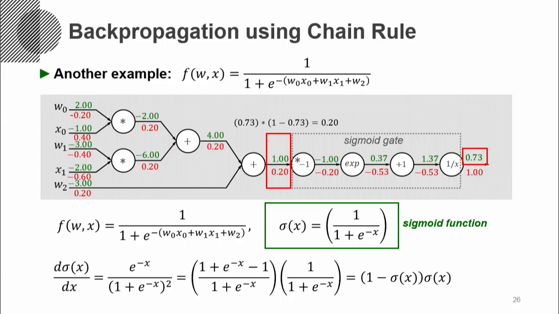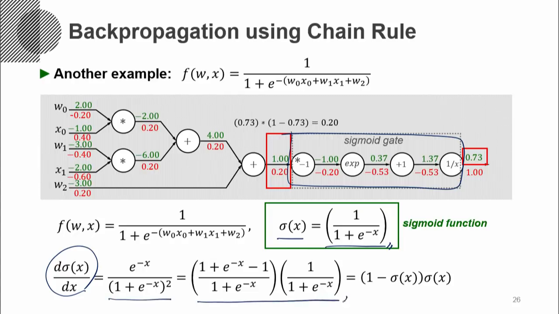Alternatively, we can consider this entire part corresponding to the sigmoid function as a single computational node. And in this case, the function is defined by this, and then what about its partial derivative? It can still be computed by this manipulation, and then the resulting expression of the gradient of this value will have this representation. And thus, what is this value?